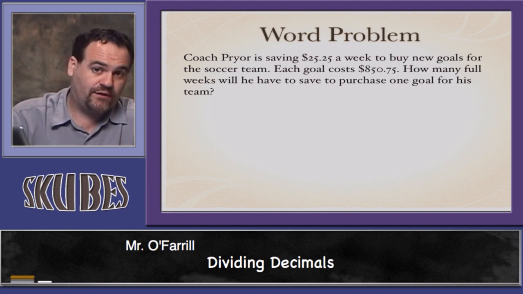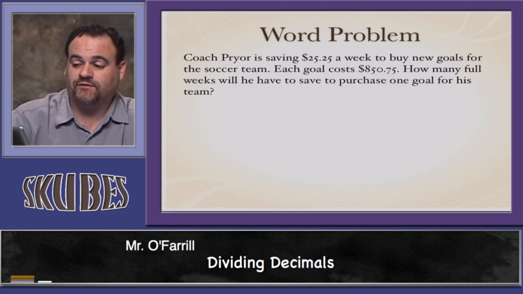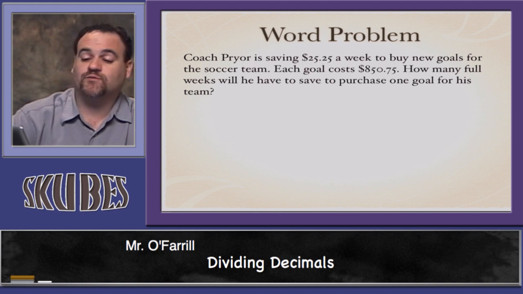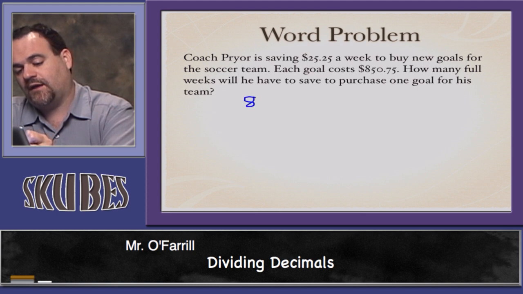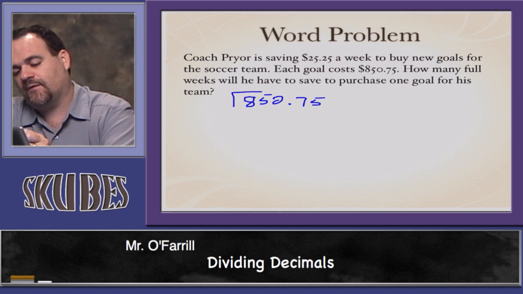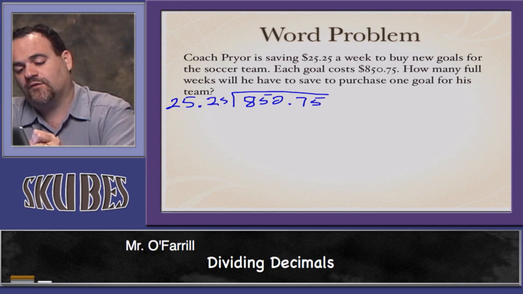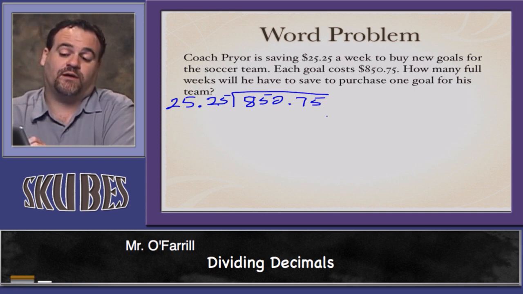Here Coach Pryor is saving $25.25 each week to buy new goals for the soccer team. Each goal costs $850.75. How many full weeks will he have to save in order to purchase one goal for his team? So what we're going to need to do here is the number 850.75 divided by 25.25.